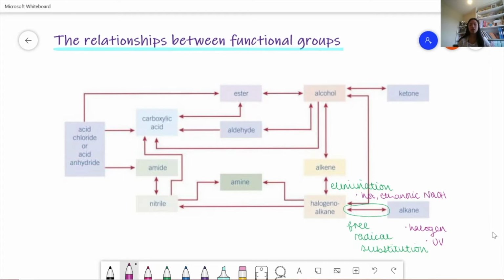And then to get from a haloalkane to a nitrile, this is a nucleophilic substitution reaction. Because we're substituting the halogen with a CN. And so what we need is a CN minus ion. So how we get that is we add potassium cyanide followed by some acid.